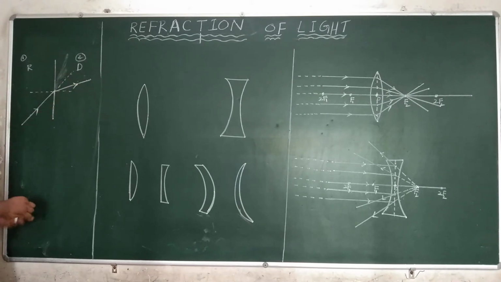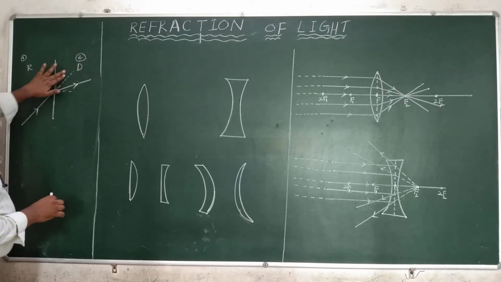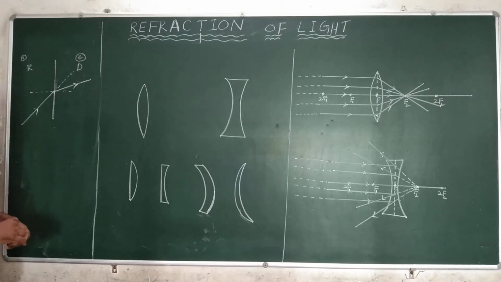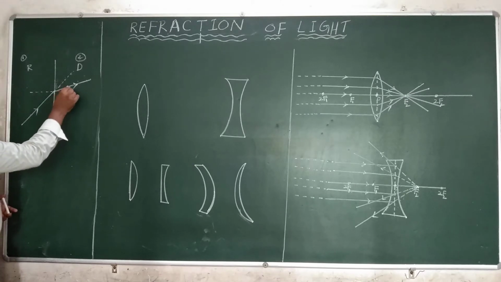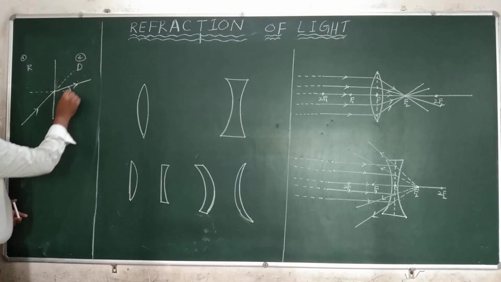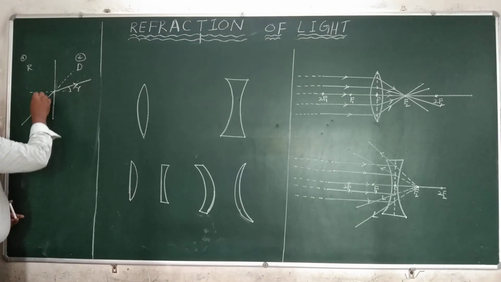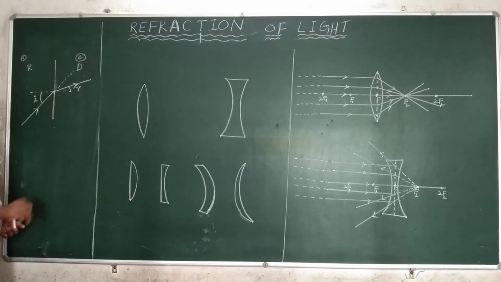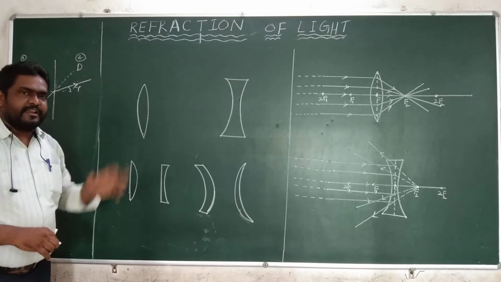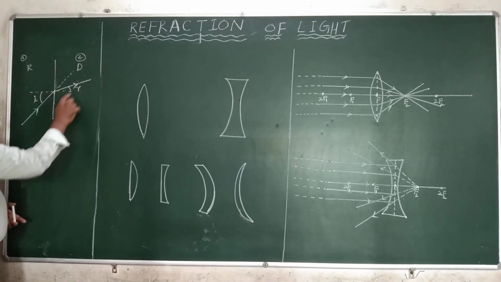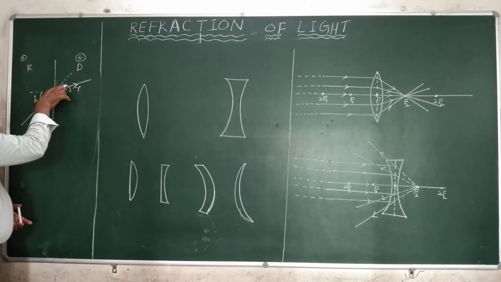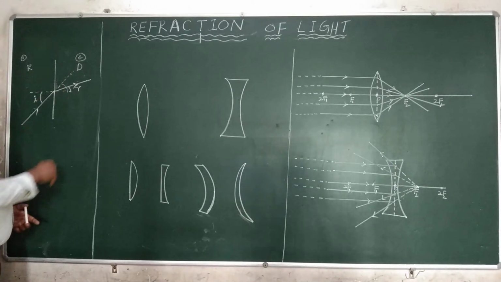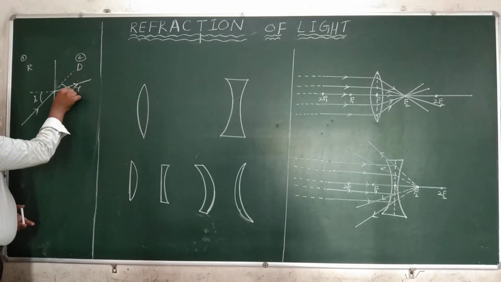The speed of light decreases when the light enters the denser medium from the rarer medium, and due to this decrease in speed, the light bends towards the normal. The angle made by the refracted ray with the normal is the angle of refraction. The angle made by the incident ray with the normal is the angle of incidence. So in this case, the angle of refraction is less than the angle of incidence. These are vertically opposite angles, so this is i and this is r.